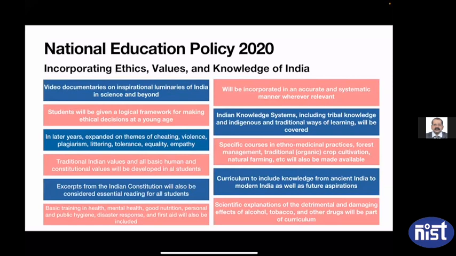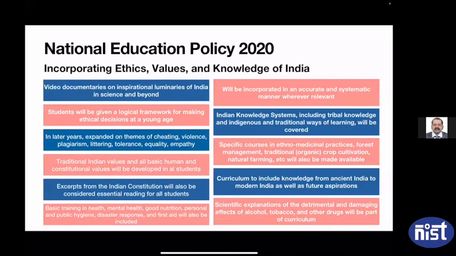So all these will come at a school level. Traditional Indian values and all basic human and constitutional values to be developed in all students. Scripts from the Indian Constitution will be considered essential reading for all students. I believe Sangram NIST has something like this already in the curriculum. Again, this is something which the education policy talks of; some universities have already incorporated this.